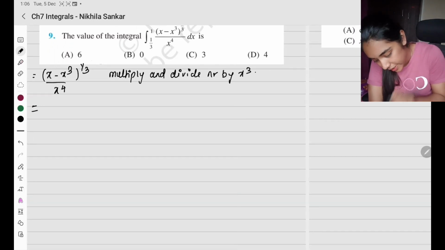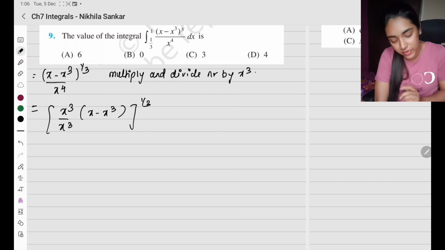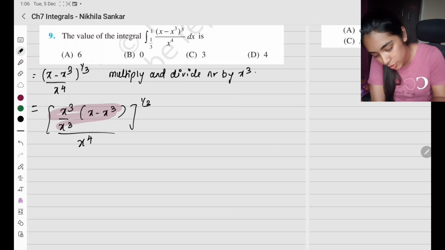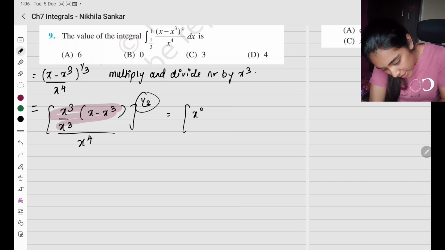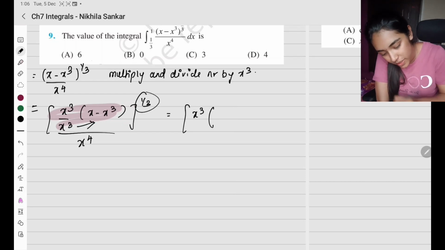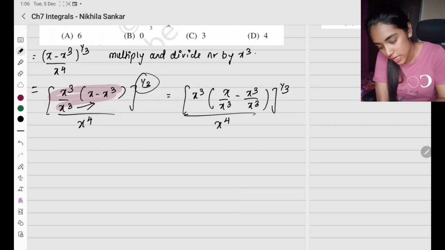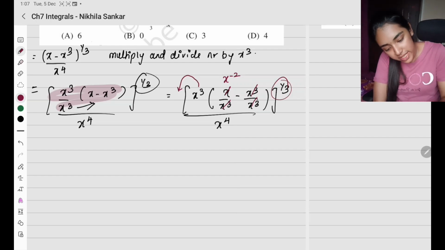என்ன ஆகும்? I have x cube divided by x cube times x minus x cube, the whole power 1 divided by 3. I'm going to do this and the denominator remains the same. All this is happening inside the cube root. You see I have a 1 by 3 here. Everything is happening inside the cube root. இப்போ என்ன பண்ண போறேன்? I'm going to take this x cube inside. So I have x divided by x cube minus x cube divided by x cube, to the power 1 by 3, divided by x power 4. So I see that this gets cancelled and this becomes x to the power minus 2. Okay? Now I'm going to take this term outside the cube root.